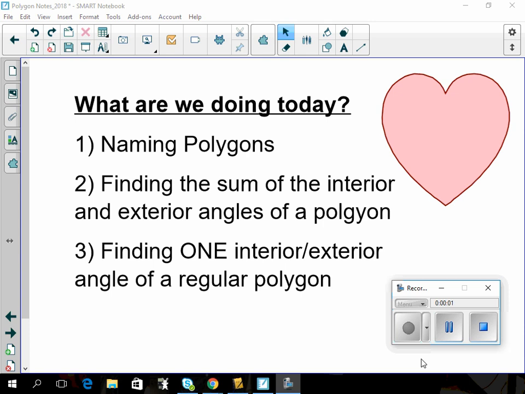So we're going to finish our unit today. We did talk the last couple of classes about quadrilaterals, their properties, parallelograms, how to prove a rectangle, how to do it on a coordinate plane. We've actually done a lot. And then the last part of our unit is talking about polygons.